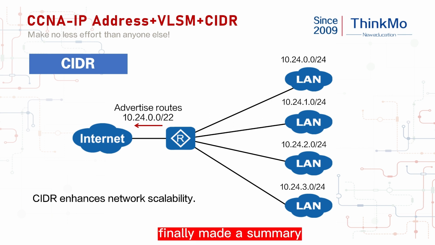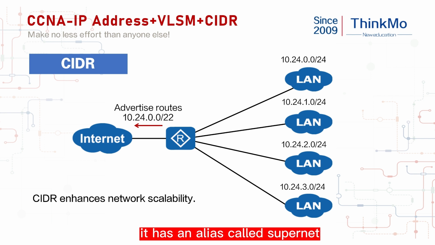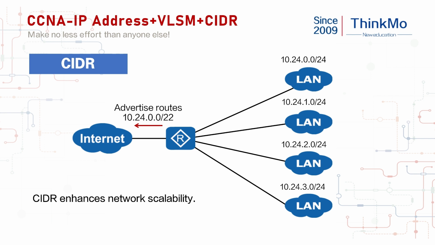Finally made a summary. Aggregated into 22 bits. Classless interdomain routing is called CIDR. It has an alias called SuperNet. What exactly does it mean? I'll draw a picture to explain. We now do a subnetting.